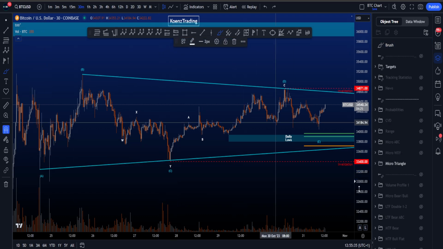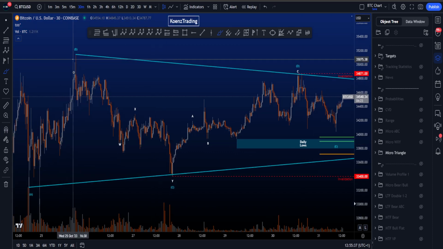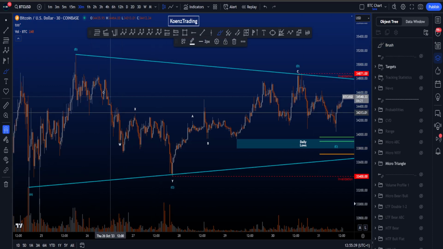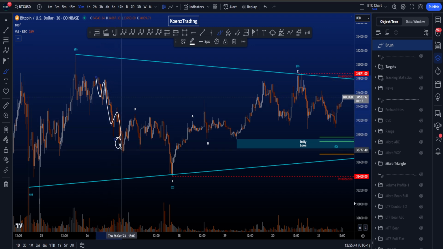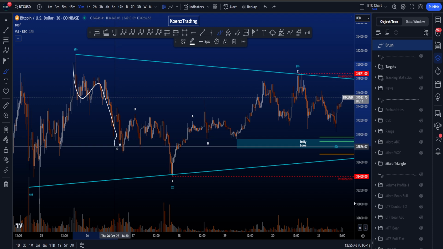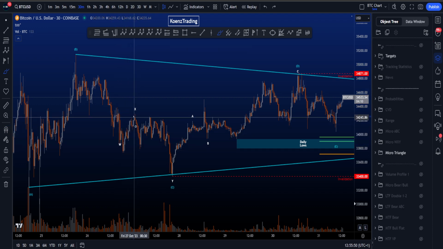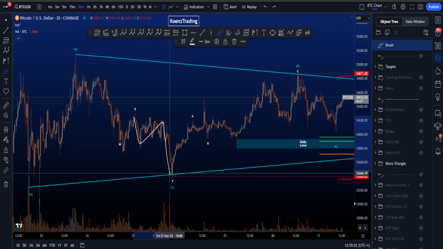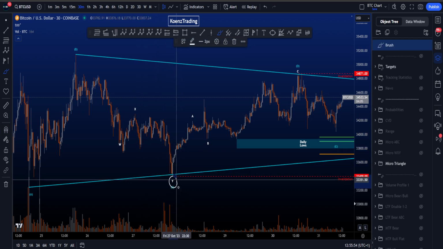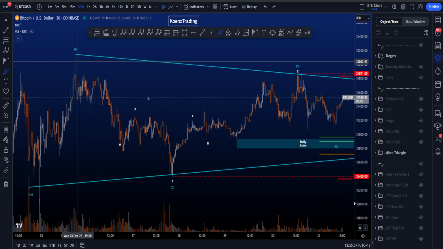Now inside this wave C, we are looking for a double zigzag in an A, B, C. Inside wave C, we have a 1, 2, 3, 4, 5 wave structure, which ends wave W in an A, B, C first zigzag. Then we have a wave X, which is a flat, followed by another zigzag in another A, B, and then a wave C to the downside, which is wave Y, ending this wave C.